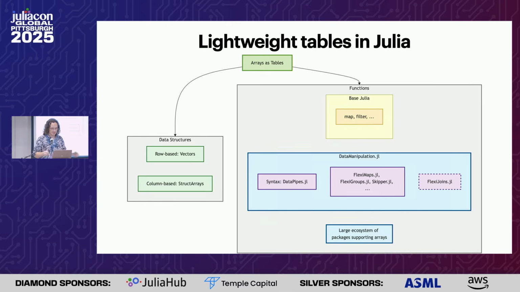In the context of this talk, arrays as tables in Julia, there are orthogonal choices. First of all, what data structure you use: row-based, column-based, either vectors or struct arrays, or maybe some fancier data structures as well. And orthogonally to that, you can choose from a wide variety of packages. Today I will highlight how tabular operations look in base Julia and what DataManipulation.jl brings. But of course, the ecosystem of packages that work with arrays is huge in Julia.